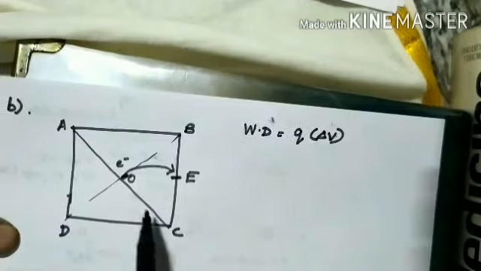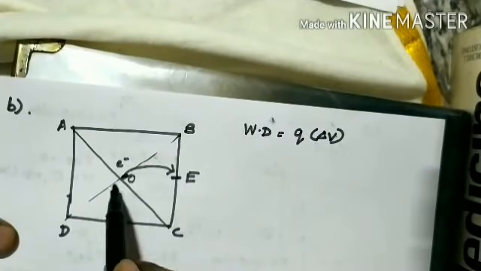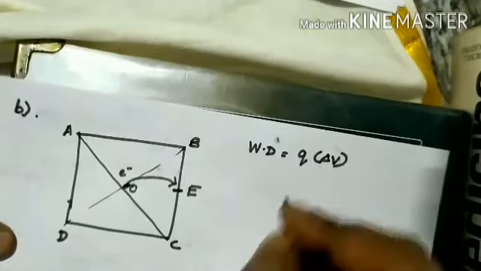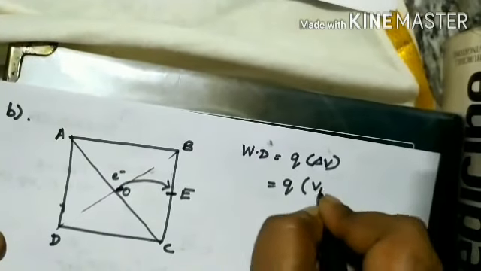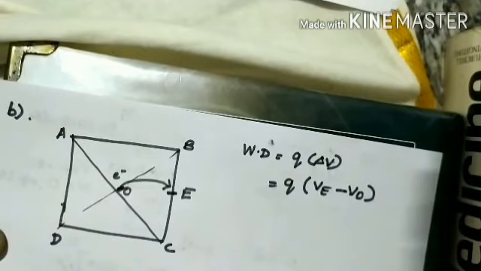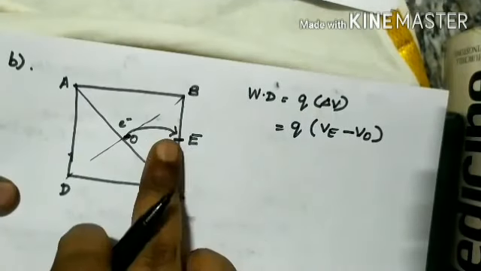Right. What potential difference are you having? Two points, right? You are going to bring a charge from O to E, which means the higher potential is at E. So the work is Q into VE minus VO. I hope this is clear why I wrote that the higher potential is at E.